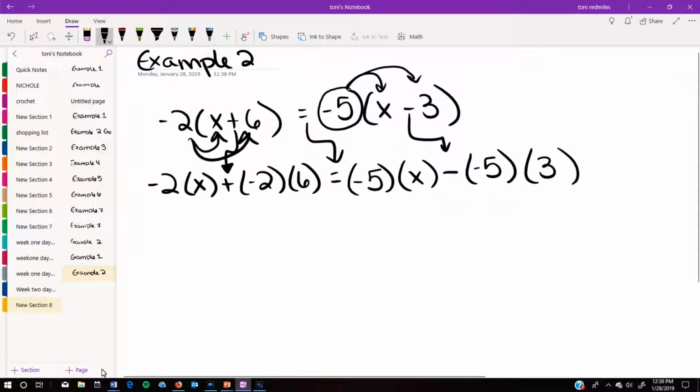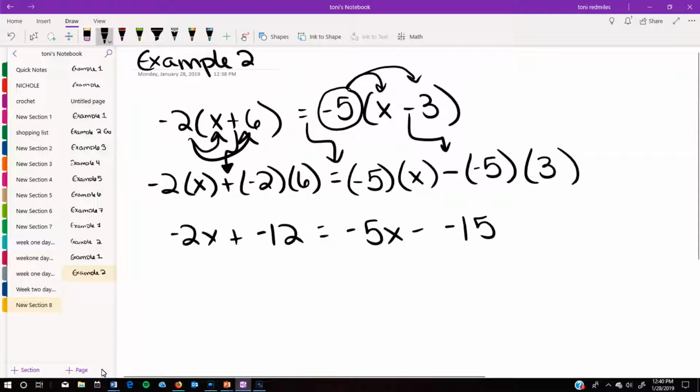All right, now I got to do the next thing on PEMDAS. I did my distributing with my parentheses, no exponents. Now I'm on to my multiplication and division. Negative 2 times x is a negative 2x. Don't overthink it. Negative 2 times 6 is a negative 12. Negative 5 times x is a negative 5x. Negative 5 times 3 is a negative 15.